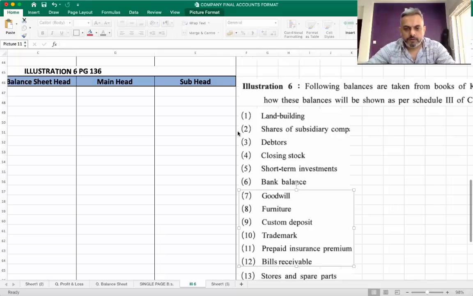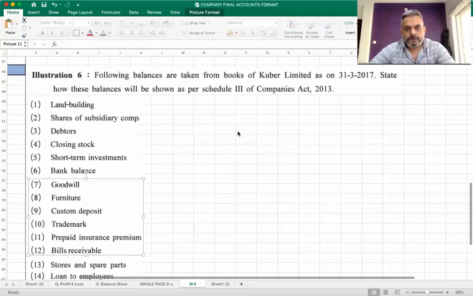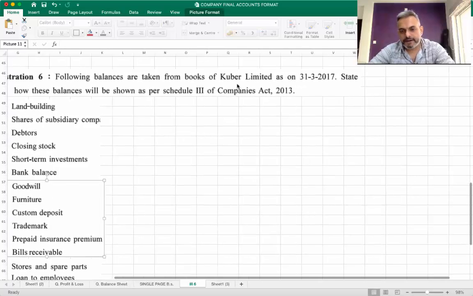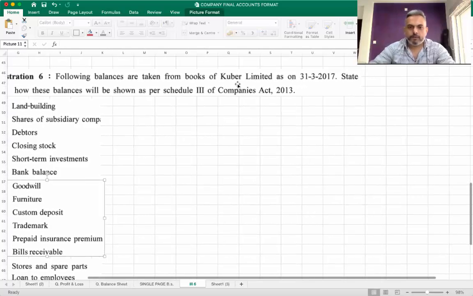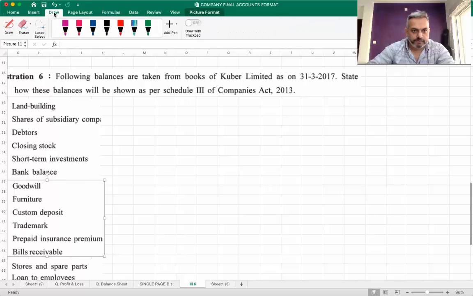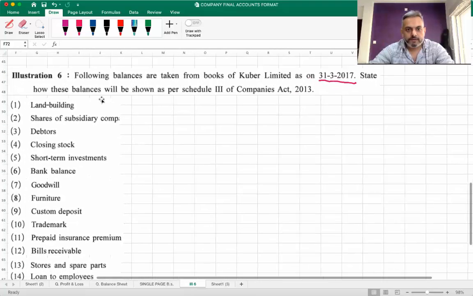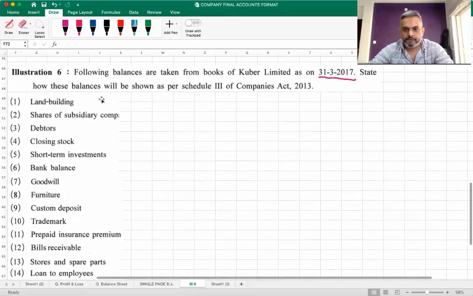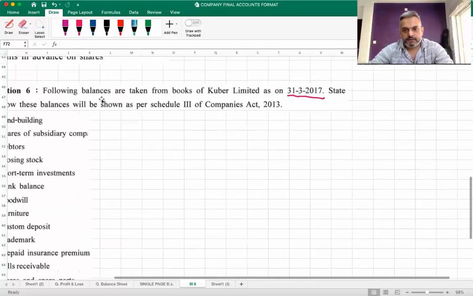Okay, so let's see illustration 6. Following balances are taken from the books of Kobe Limited as on 31/3/2017. So please underline this date 31/3/2017. It is important for this sum. Okay, so I'll underline it. 31/3/2017. State how these balances will be shown as per Schedule 3 of the Companies Act 2013.